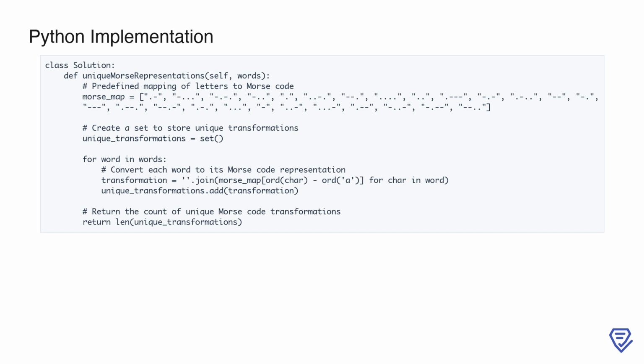Finally, we return the size of the unique_transformations set, which represents the number of distinct Morse code transformations. This solution is efficient with a time complexity of O(n*m), where n is the number of words and m is the average length of the words. The space complexity is O(n), for storing the unique transformations in the set. This approach handles all edge cases, such as duplicate words or words of varying lengths, making it robust and production-ready.